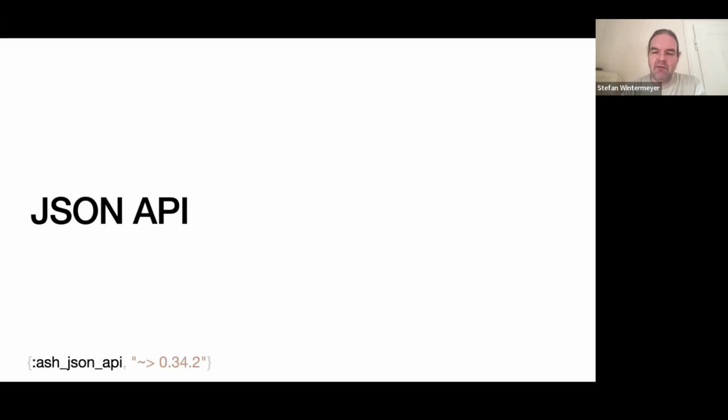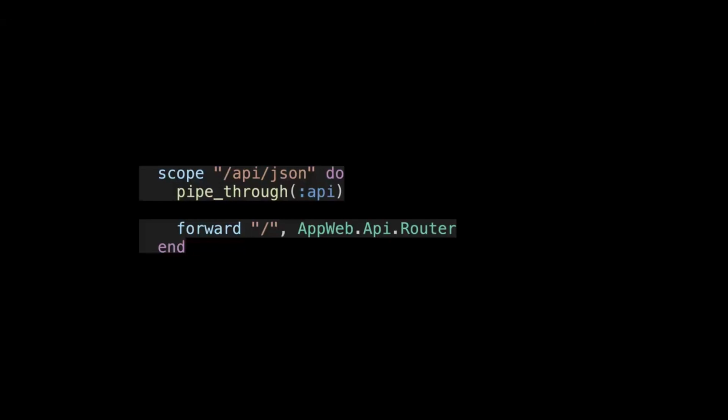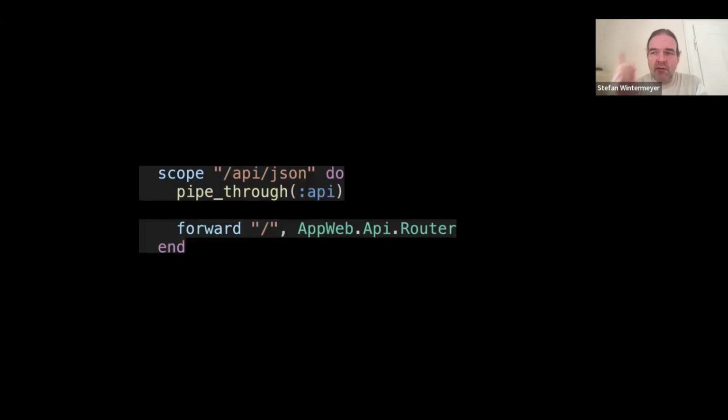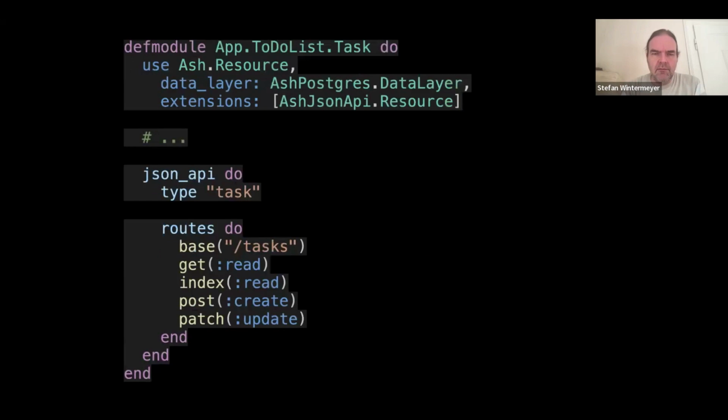Yeah. The JSON API is super easy to set up. You just have to add this router here as a new router. And within the resource, you just have to set this setup here. Let me draw this here. So if you don't want post or create, you just leave that out. It's extremely customizable here, but that's for me the default.